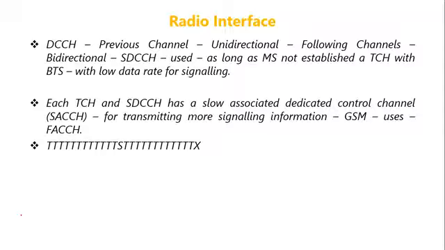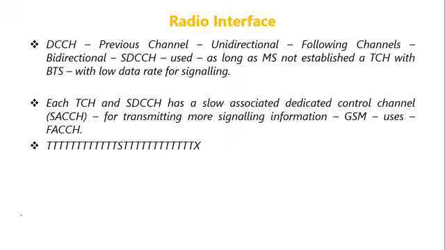So as long as the MS has not established a connection on a traffic channel with the BTS, it uses the standalone dedicated control channel. SDCCH is the standalone dedicated control channel, with a low data rate for signaling. This includes authentication, registration, and other things needed for setting up a TCH, the traffic channel.